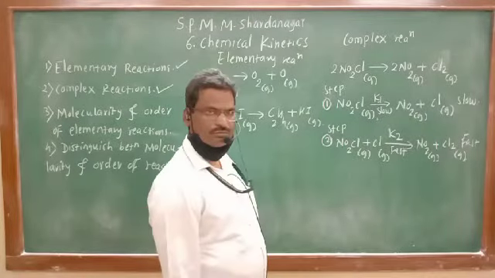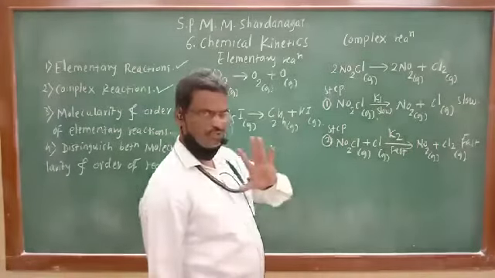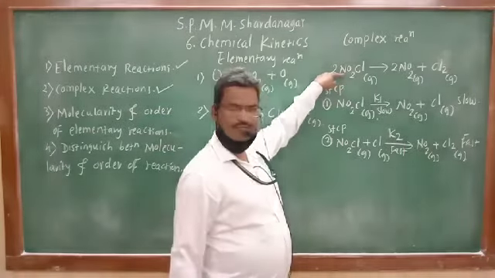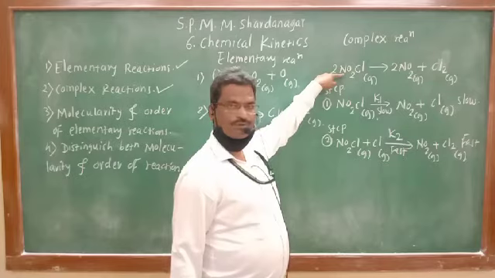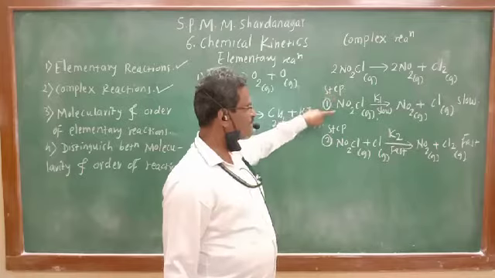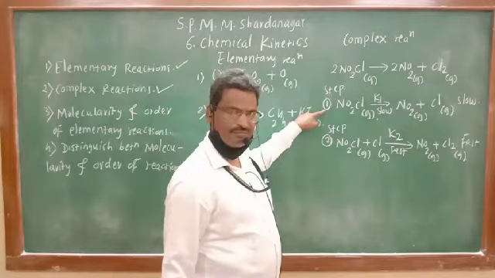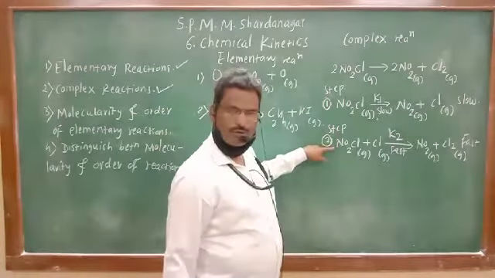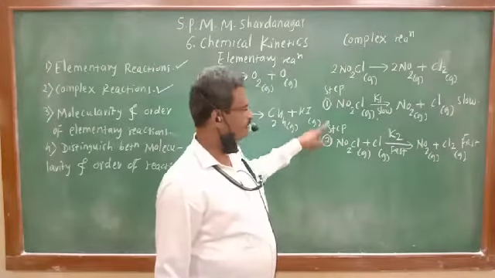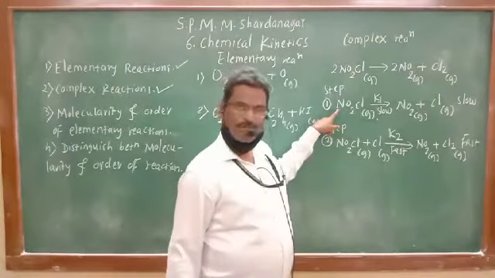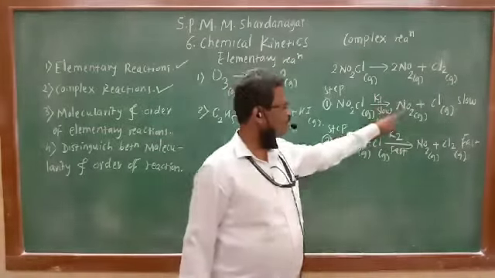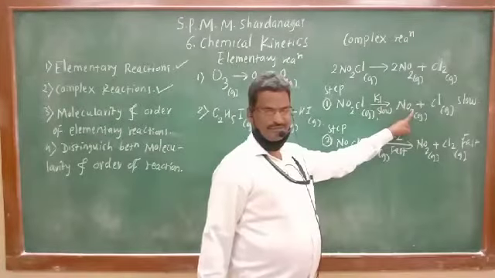Now, see here how this reaction takes place. This is the reaction. 2 moles of NO2Cl are the overall moles. But out of 2 moles, 1 mole of NO2Cl is involved in the first step and the other 1 mole of NO2Cl is involved in the second step. The first step, the breaking of NO2Cl, is the slow step, giving NO2 and Cl.